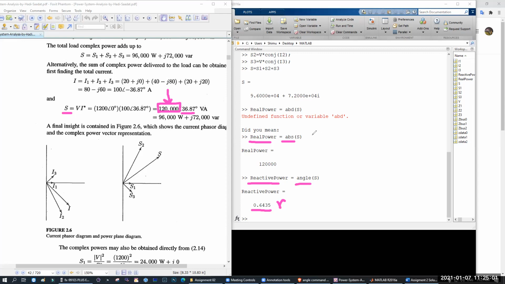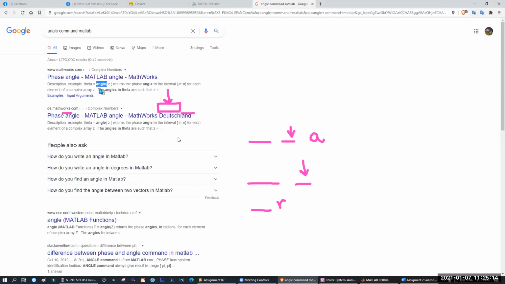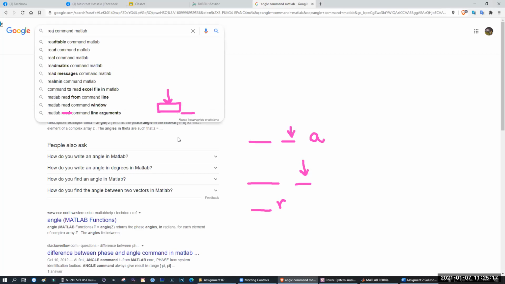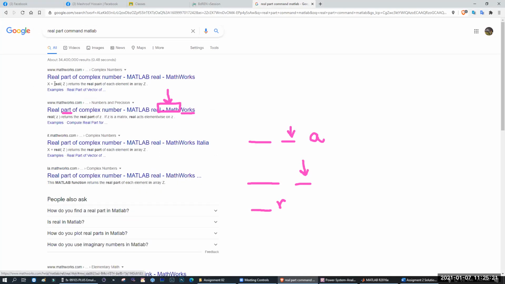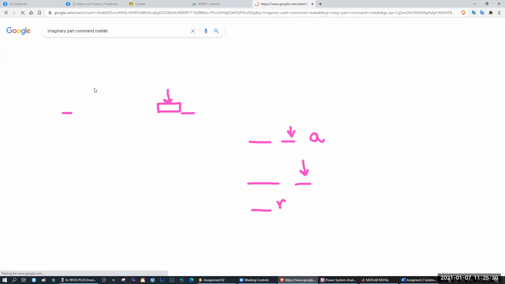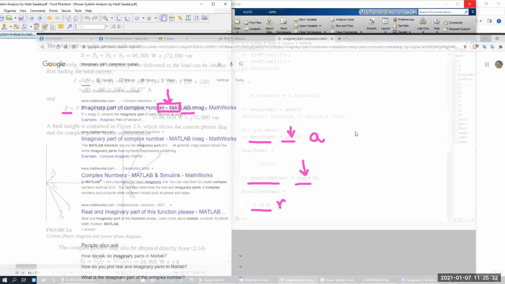Real power is the real part only, not the absolute part. And reactive power is the imaginary part, not the angle. Angle is a different thing. Understood? So the real part command in Matlab is real of Z. You have to write real, not absolute. And for the imaginary part, it will be imag.